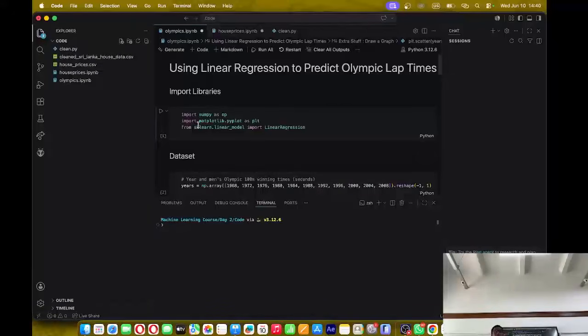Matplotlib. What does that mean? Mat means probably math or something. Plot means graphs. Lib means library. So it's like to plot graphs, like I showed you. So this is that.